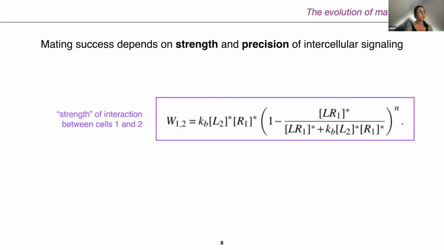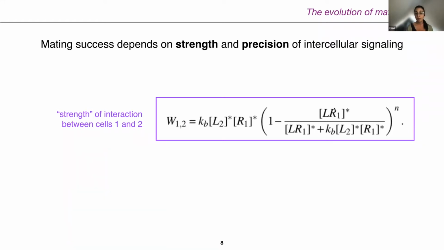First, we will assume that the strength and the precision of intracellular signaling is what determines mating success. And the strength of the signaling interaction between cell 1 and cell 2 will depend on how well cell 1 can read the signal that cell 2 sends, and vice versa. And we use this phenomenological description shown here that assumes that how well cell 1 reads cell 2 increases with the amount of signal cell 1 can receive from cell 2 and decreases with the amount of signal that cell 1 senses from itself. So this second term is a cost that reflects interference in feedback and robustness due to self-binding, due to the ligand and the receptor binding and potentially signaling within the same cell.